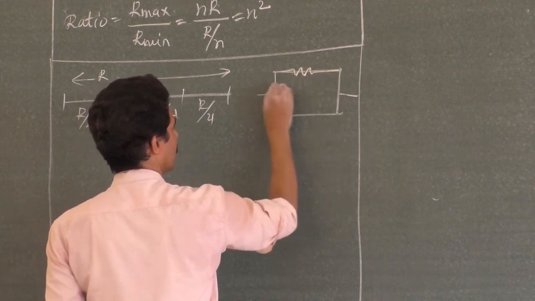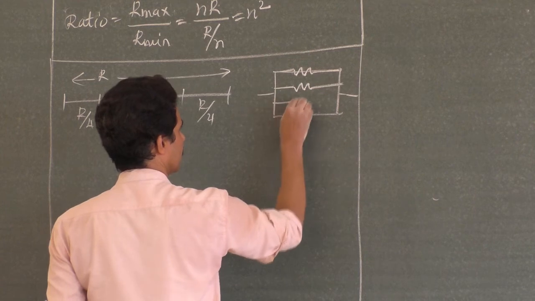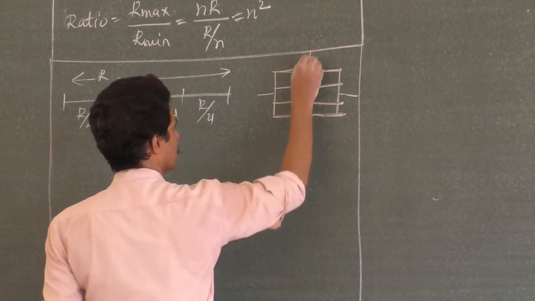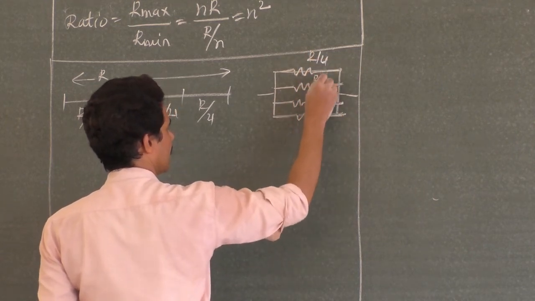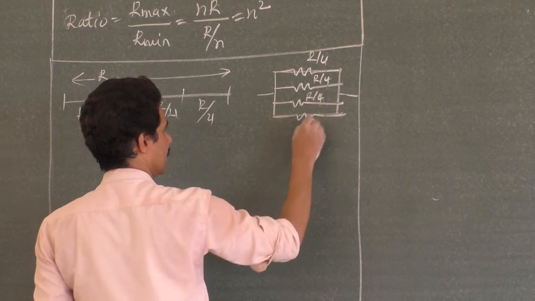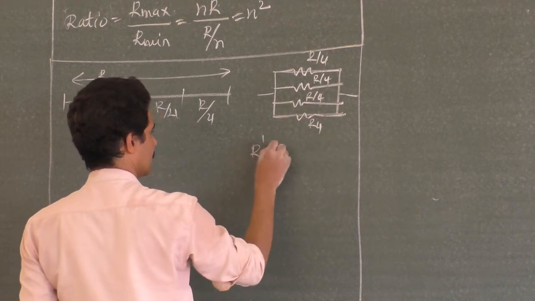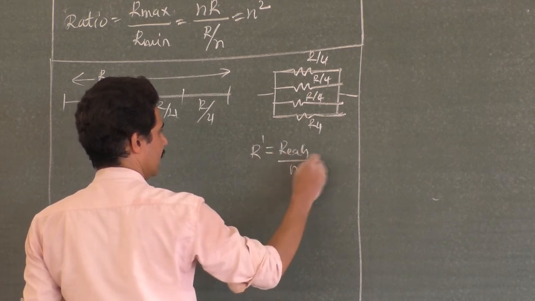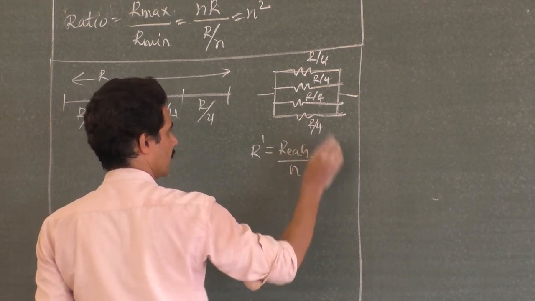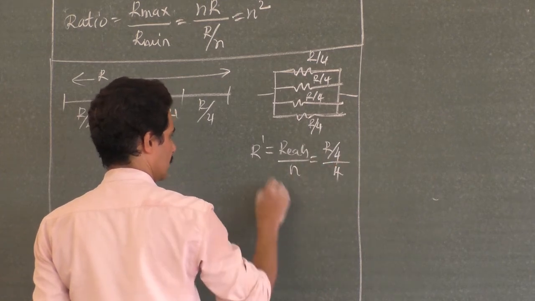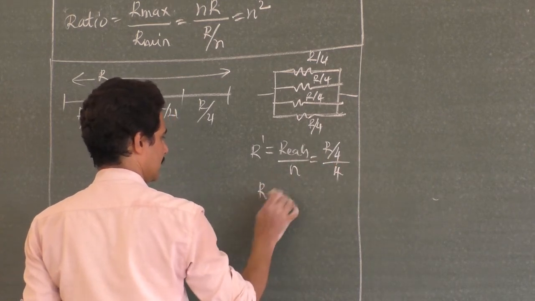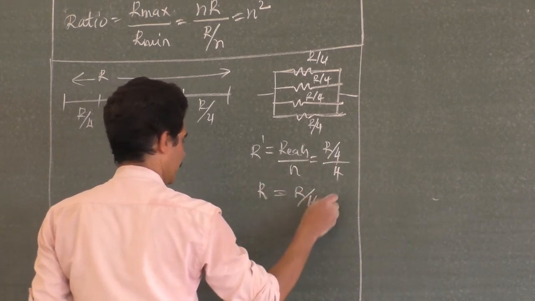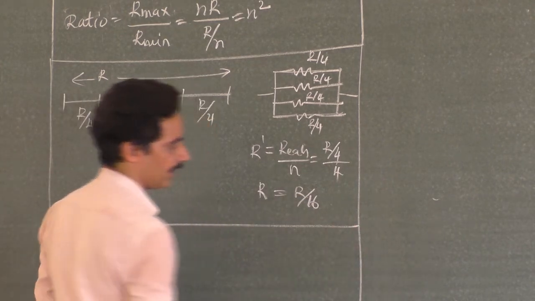R by 4, R by 4, R by 4 and R by 4. So each one is R by 4. What is the equivalent resistance? You know that R dash is equal to R each by N. Each R is R by 4, by N which is 4, so R dash is R by 16. That is the answer. Do you have R by 16? Yes, that is the second option.